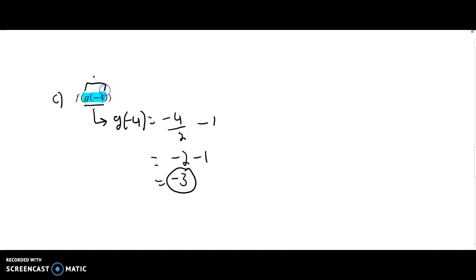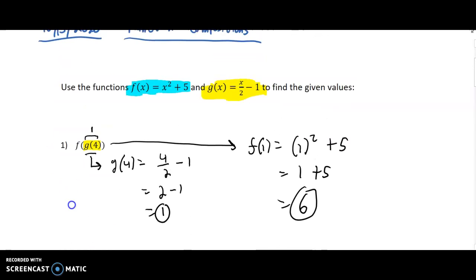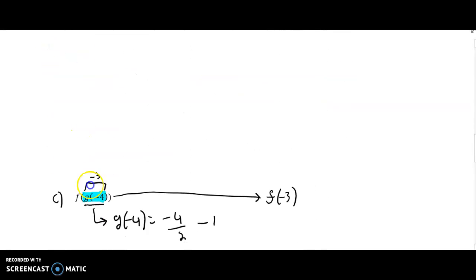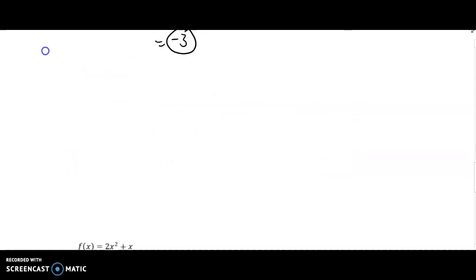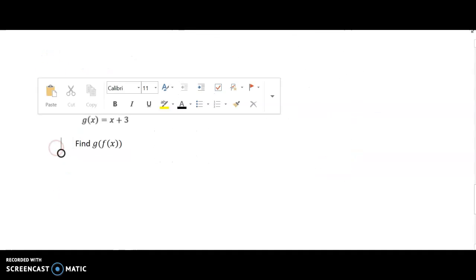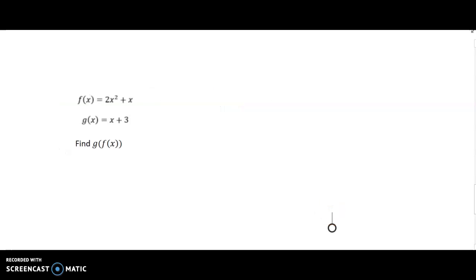So now we want f of negative 3. F is x squared plus 5. So we have negative 3 squared plus 5. Negative 3 squared is negative 3 times negative 3, so we have positive 9 plus 5 is 14 for our final answer. Great.